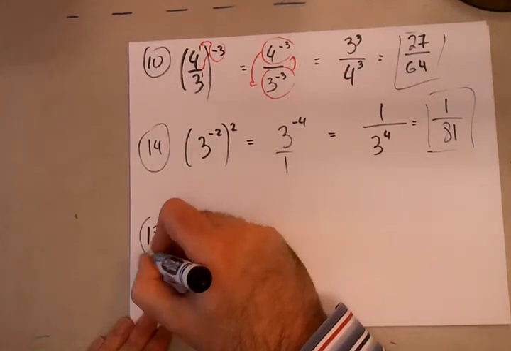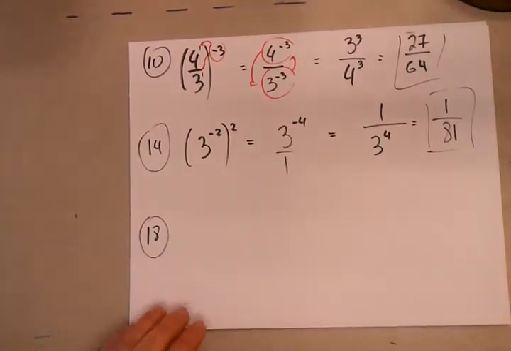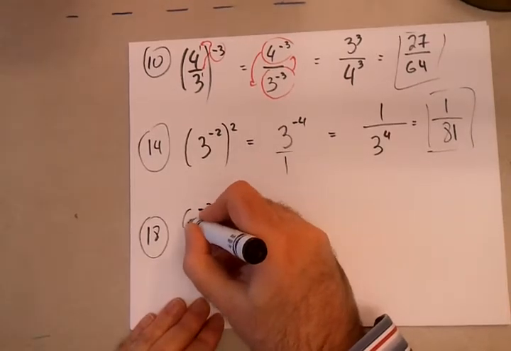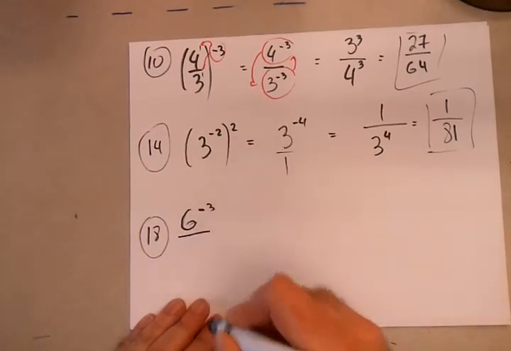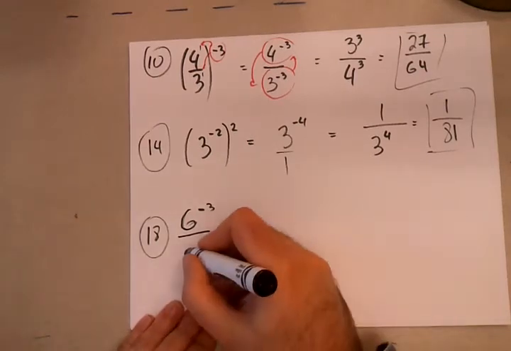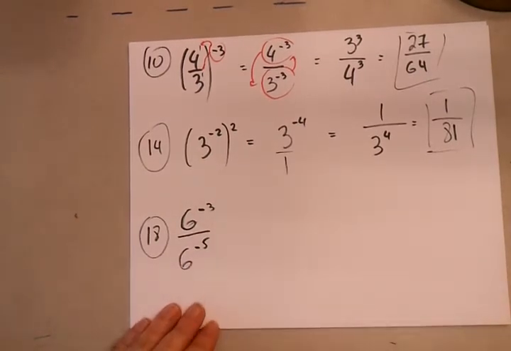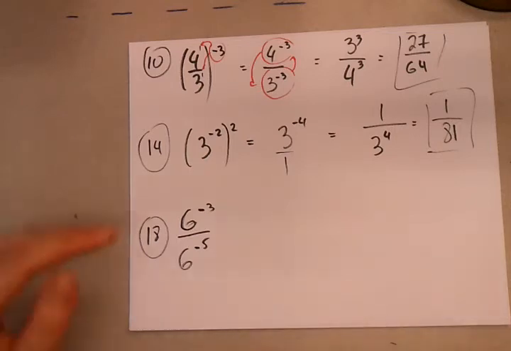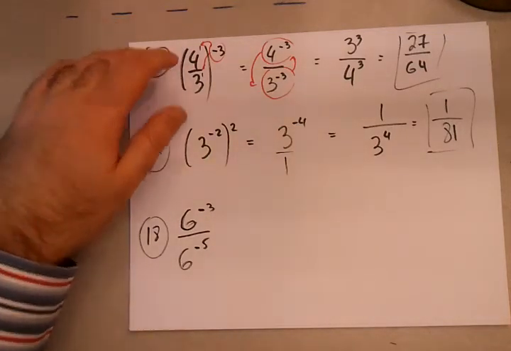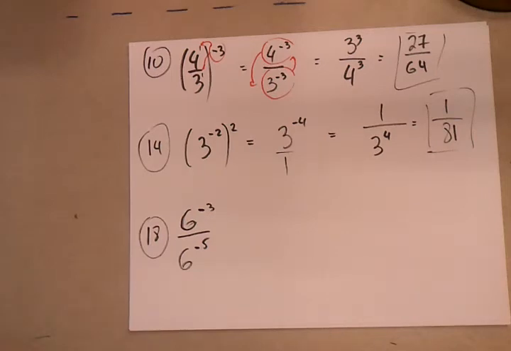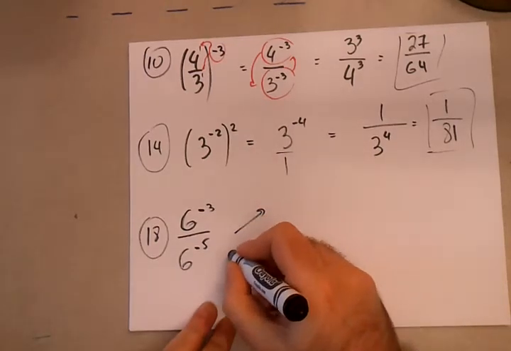Number 18. 6 to the -3rd over 6 to the -5th. Two ways of doing this problem. Either way is going to be correct. You can either do what we did in problem number 10, flip them first and then take care of the exponents, or we can take care of the exponents and then flip it. Doesn't really matter which way you want to go. I'll do them both ways. So this is going to be way 1. This is going to be way 2.